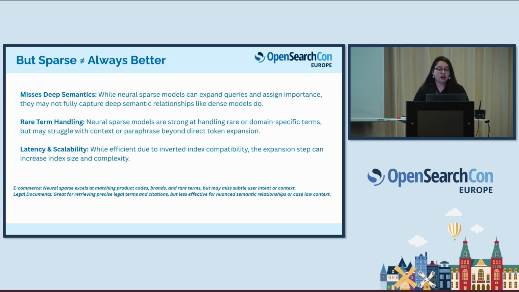But again, sparse alone is not always better because it misses deep semantics. While it was able to understand the queries and assign importance to the keywords, it doesn't really understand the semantics behind the keywords like dense vectors did. And again, rare term handling, they are really strong at that, but it may struggle with context and paraphrase beyond direct token expansion.